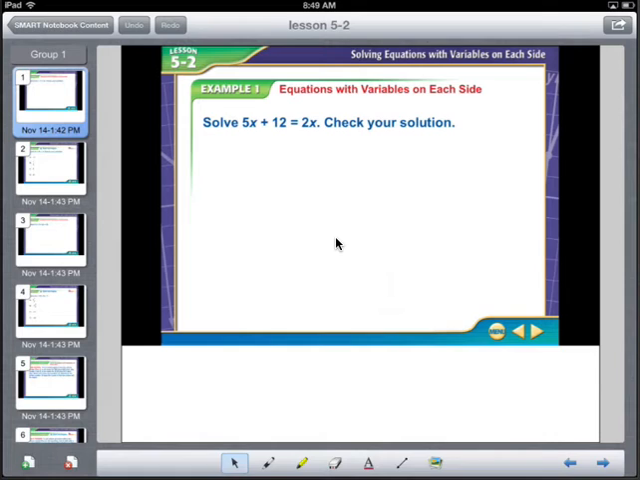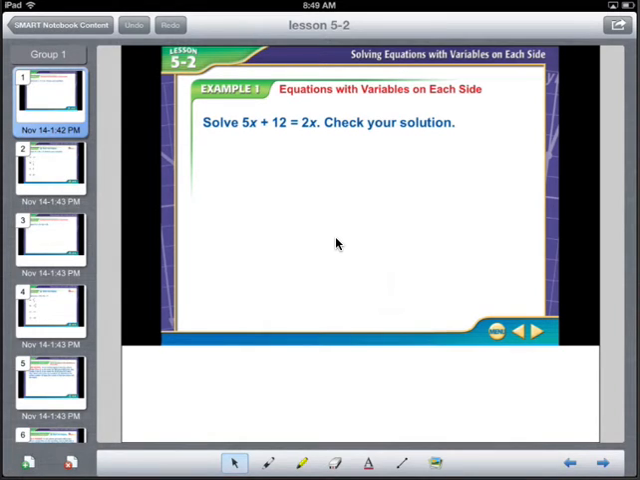First and foremost, your goal is to get the variable by itself on one side of the equation. Second is remember your opposite operations. Addition and subtraction undo each other, multiplication and division undo each other. And lastly, whatever you do to one side of the equation, you have to do to the other. Keep it in balance. It's that old time balance scale. Keep it all in balance.